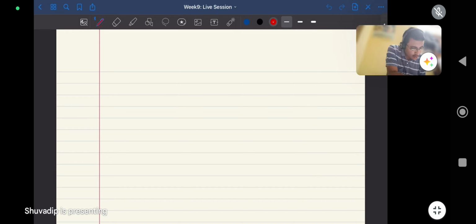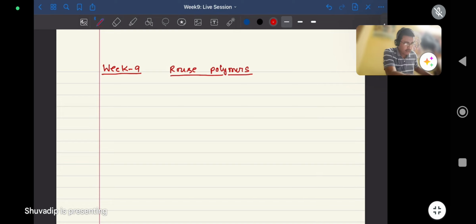This is the week 9 live discussion session, and this week we'll discuss in detail the theory of Rouse polymers. We'll discuss some questions from this section, which will be helpful to solve the assignment in the coming week. Okay, let's start with the first problem.